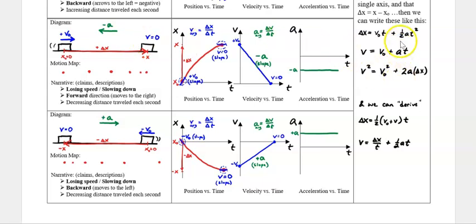So if I don't, for example, know v, and I'm not asked to solve for v, then this would be a very appropriate equation to use because it doesn't have that variable v in it. And likewise with the rest of them. For problem solving, we're going to be looking at that in a future video.